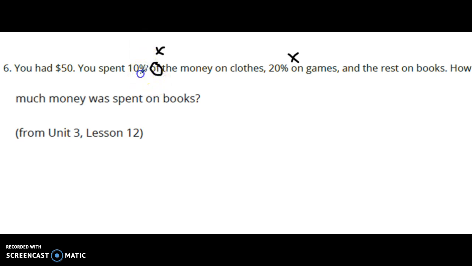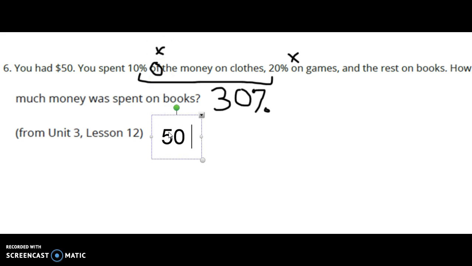I know that 10% plus 20% equals 30%. So I know that if I multiply 30% times $50, I'm going to get the amount of money spent on clothes and games combined. But I want to know, how much am I spending on books, which is the rest? So I can take here $50 and I can multiply it by 30%. And I don't know what that is, but I know that multiplying by a percent is pretty hard to do.